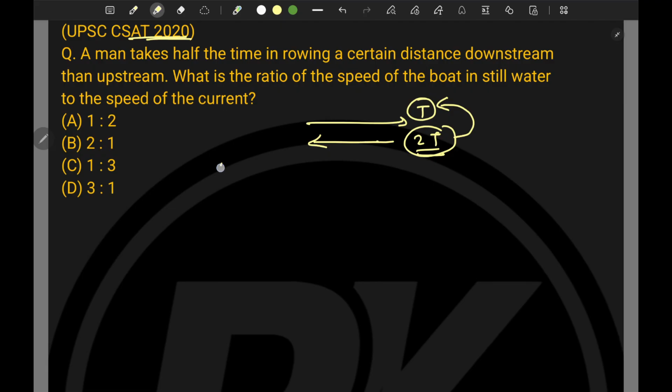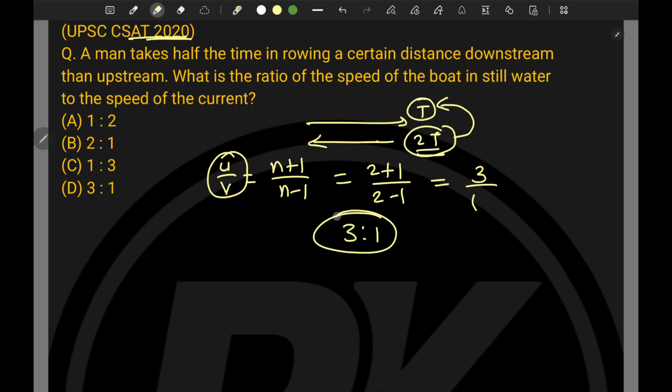It is easy, right? We have seen this u by v is equal to n plus 1 divided by n minus 1. Now this ratio they have asked. Now what is n? It is 2 times, right? Hence 2 plus 1 divided by 2 minus 1 is equal to 3 by 1. That means 3 is to 1 should be the answer. And hence option number D is correct. See how much time is required, right? Less than 15 seconds, 20 seconds, if you know this formula. If you don't know the formula, the regular method we have already seen, you can go through that. Okay, let's move to the next PYQ.